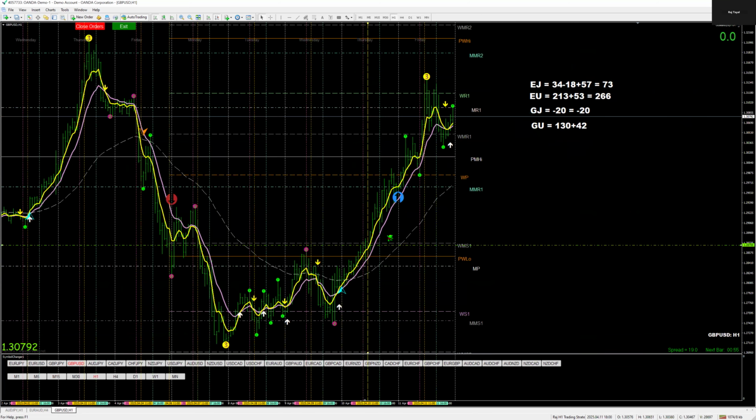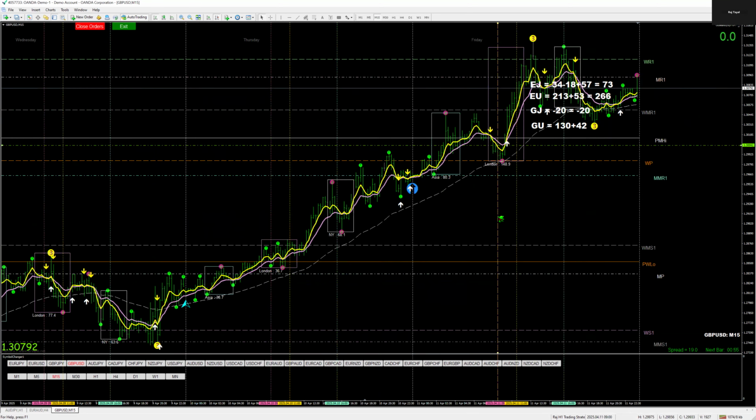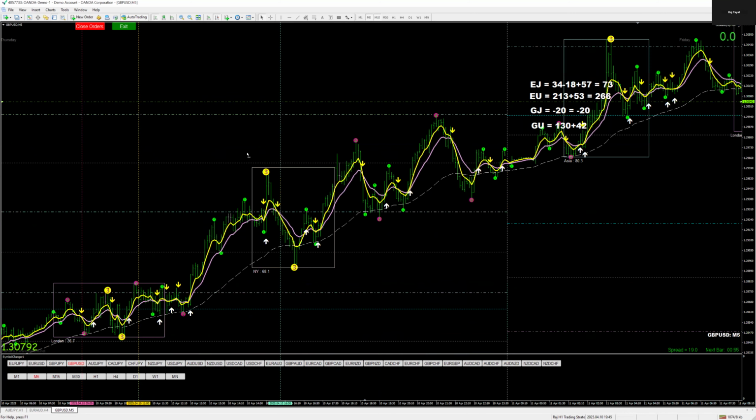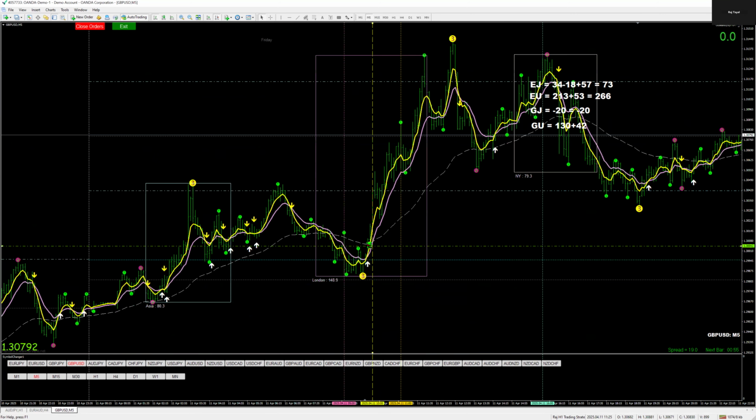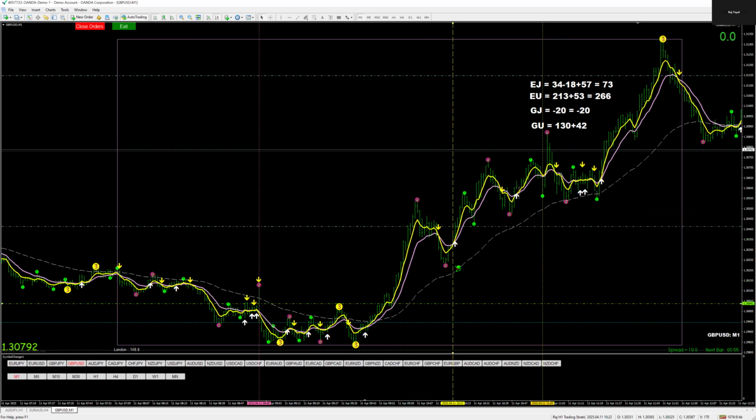All right, let's go to the H1. Now, after Friday, similar situation. Well, the daily has turned long, 4 hours long. So it's a 1 hour trade with a 15-minute fresh cross, hopefully. Let's see, 15-minute. Yeah, 15-minute fresh cross. 5-minute refinement already happened. And the 1 minute.